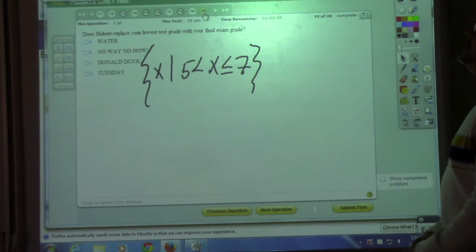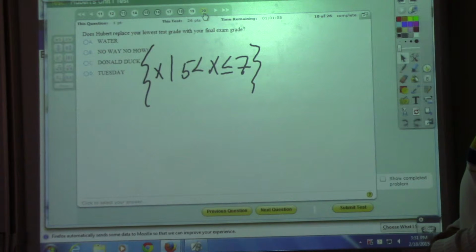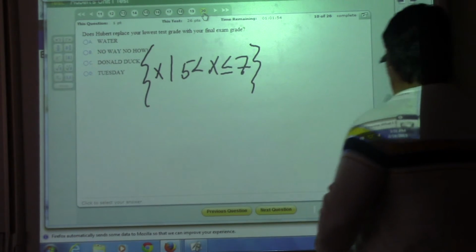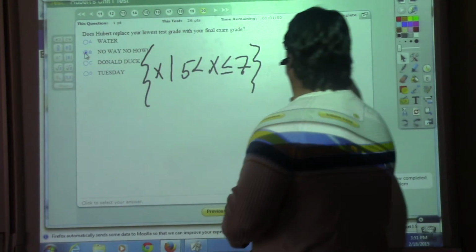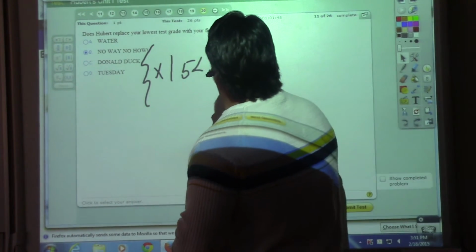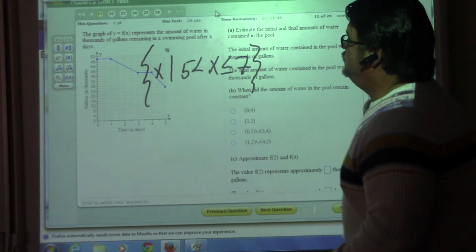Does Hubert replace your lowest grade with your final exam grade? Water. Yeah, that's a good one. How about Donald Duck? Tuesday. Yes, Tuesday. Be surprised at how many people miss these things.